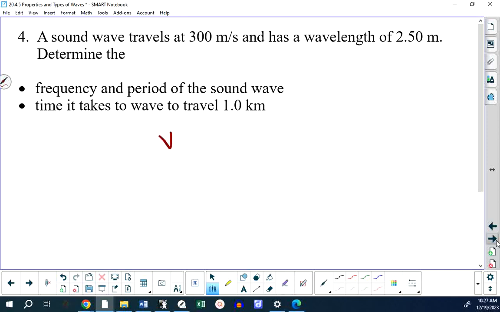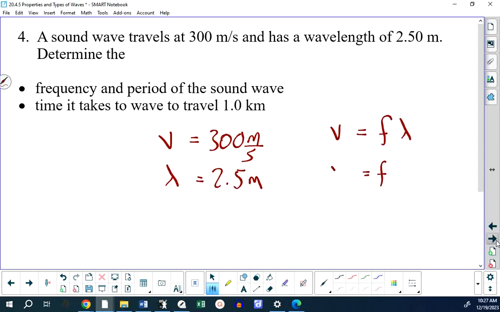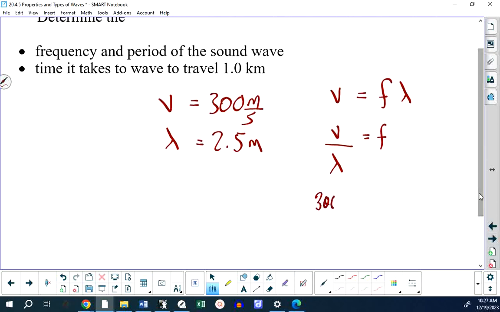So we know the speed is 300. The wavelength is 2.5 meters. The universal wave equation says if we take the speed divided by the wavelength, we're going to get the frequency, and then we can calculate the period by taking the reciprocal of that. I want to say 120. Yeah. So the frequency is 120 hertz.